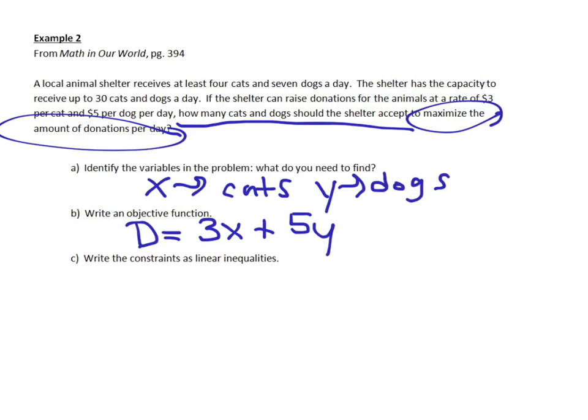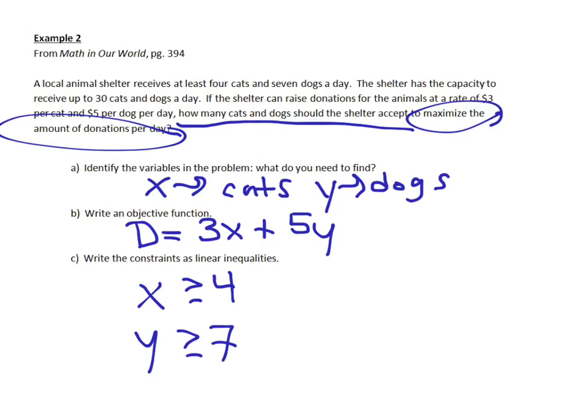And then part C, write the constraints as linear inequalities. So I'm looking back through this problem for any restrictions or limits on the cats or dogs or other things in this situation. All right, so the first sentence, the shelter receives at least 4 cats and 7 dogs. So that means that X, the number of cats, must be greater than or equal to 4, and Y, the number of dogs, must be greater than or equal to 7.